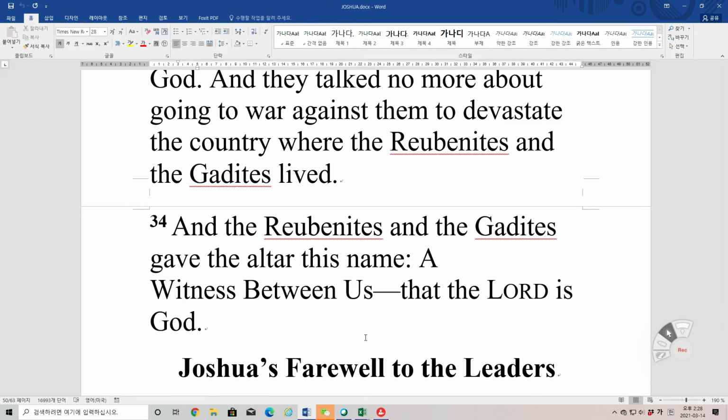And the Reubenites and the Gadites gave their altar this name: A Witness Between Us that the Lord is God. Amen.